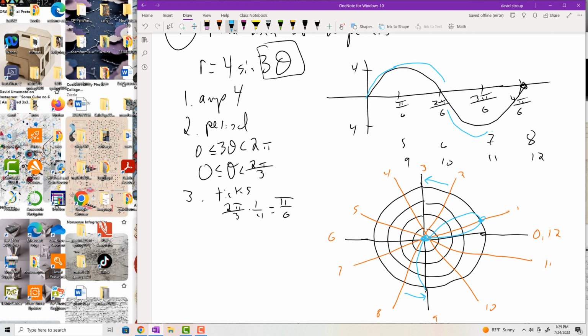And then from 3 to 4, this sector, and of course we're still negative, so in this sector, it's going to go like this. And then we got it. We got our 2 petals. So 2 petals from 0 to 4 pi over 6, which is 2 pi over 3.